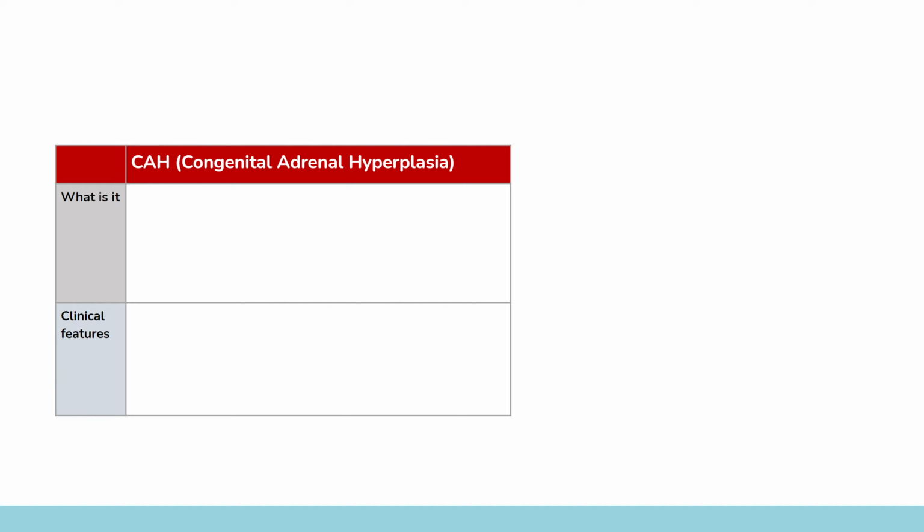And our last condition is CAH, congenital adrenal hyperplasia. This one I wouldn't worry about as much as the others because we touch on it now, but we'll go through it in more detail when we're studying repro next semester.